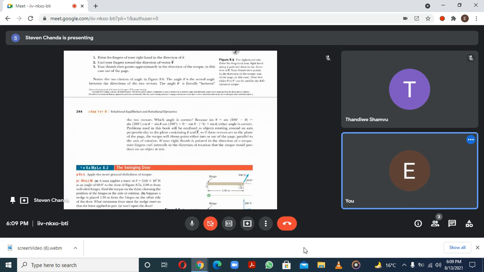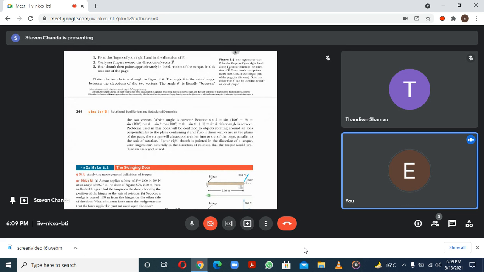So the question reads: a man applies a force of 300 newtons at an angle of 60 degrees at the door of figure 8.7a, 2 meters from well-oiled hinges. Find the torque on the door, choosing the position of the hinges as the axis of rotation. So for this particular question, they've given us the axis of rotation. It will be the hinges of the door.